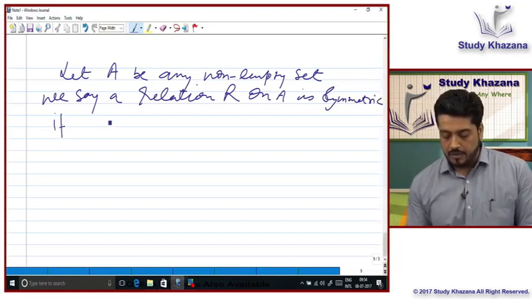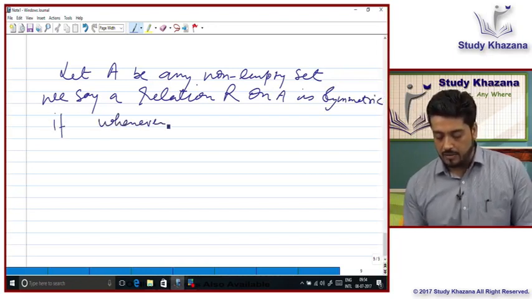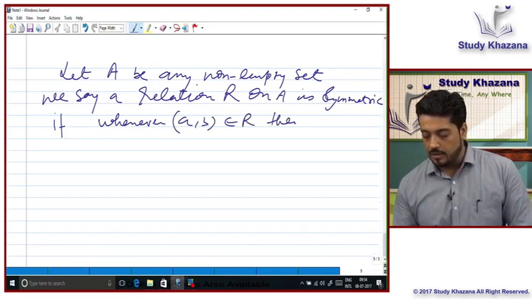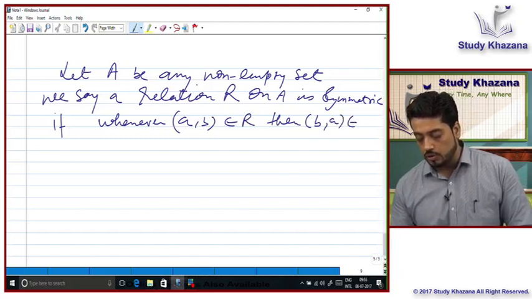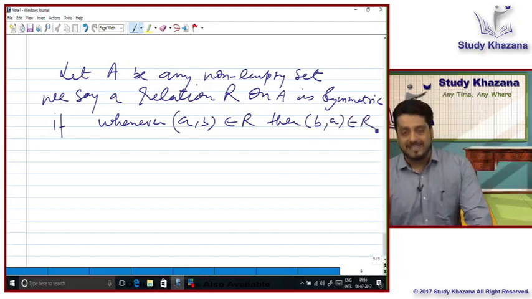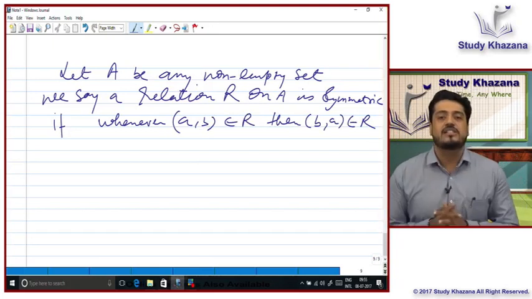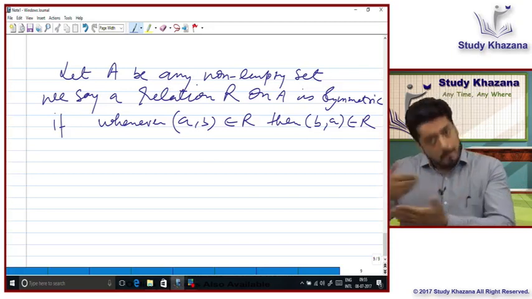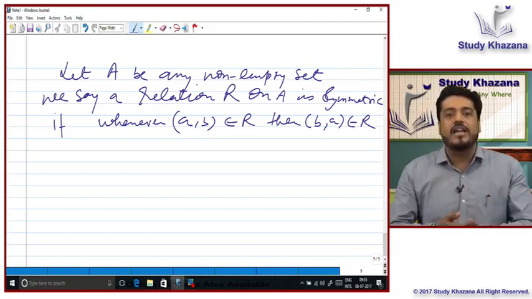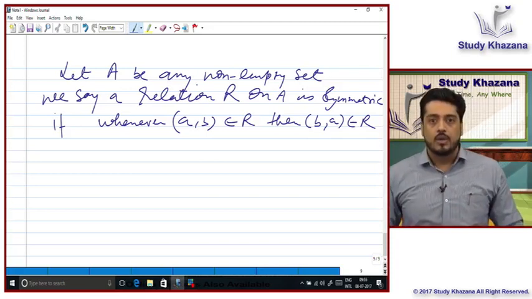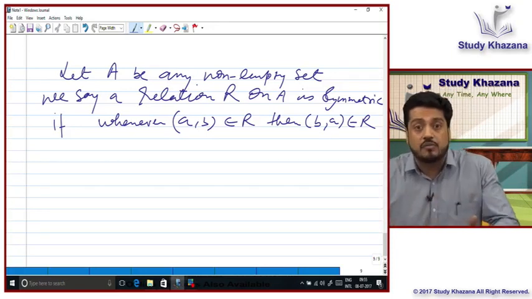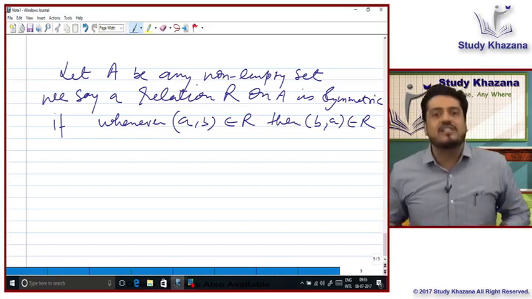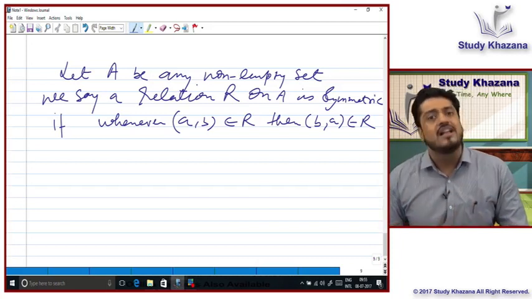if whenever (A, B) belongs to R, then (B, A) also belongs to R. This is called symmetry. A relation is said to be a symmetric relation if whenever the ordered pair (A, B) belongs to R, the reverse tuple (B, A) should also belong to R. Okay, so whenever this condition arises, when the hypothesis is created, only then we look for the conclusion. If the hypothesis is not created, we trivially take that relation to be a symmetric relation.